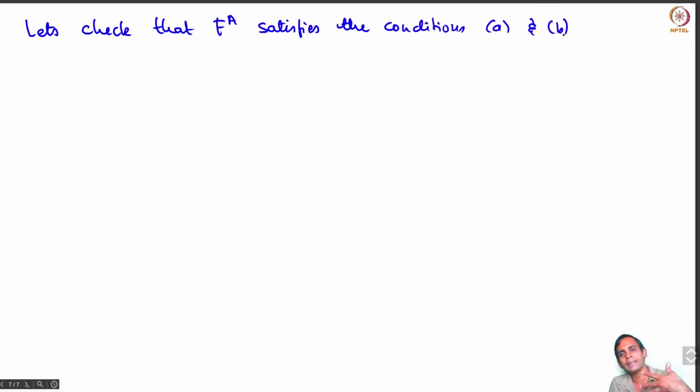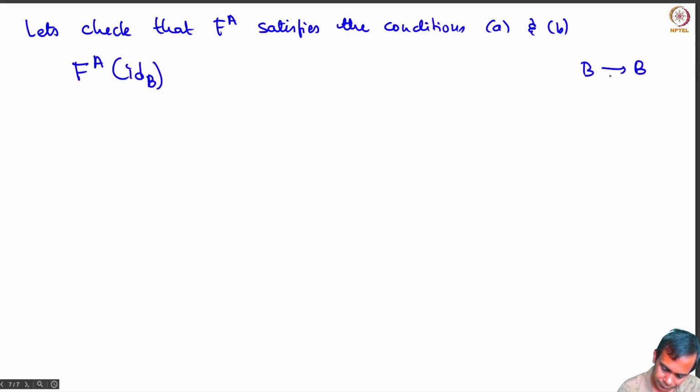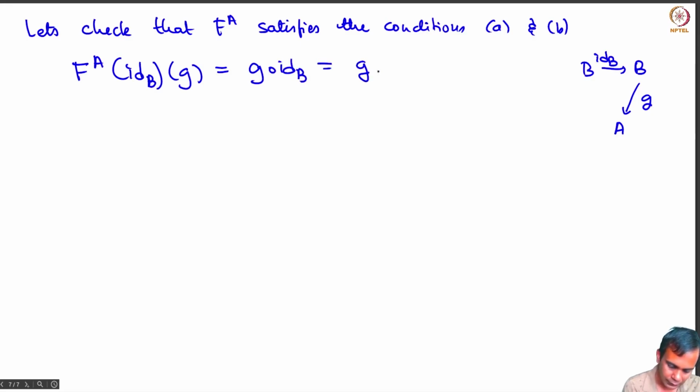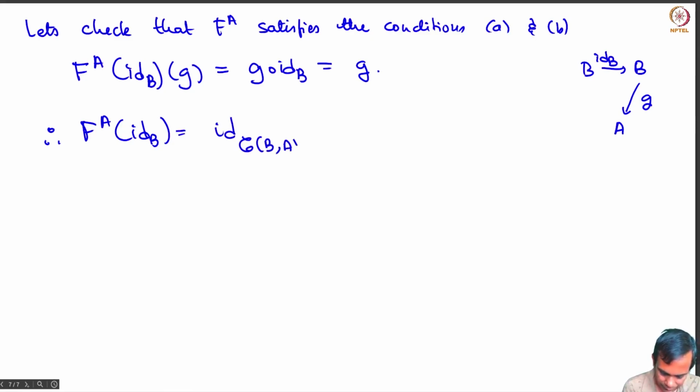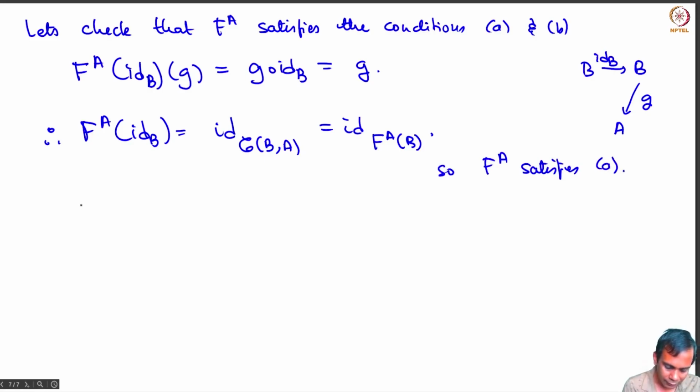So the condition A was that the identity arrow goes to the identity arrow. So F superscript A of the identity of B, we have some element B, and we have G here, and so this is by definition G circle identity of B, and so this is G, which means that F superscript A of the identity of B is the identity function of the set B to A, which is the identity function of F superscript A of B, and that is the identity axiom. So F^A satisfies the axiom A, and let's check that F^A satisfies the axiom B.